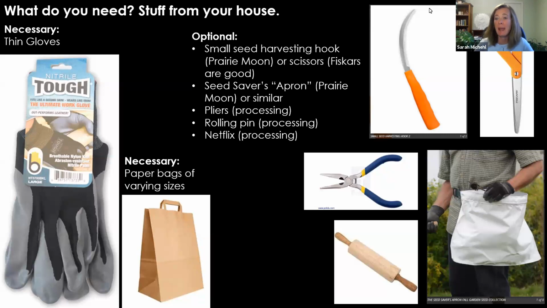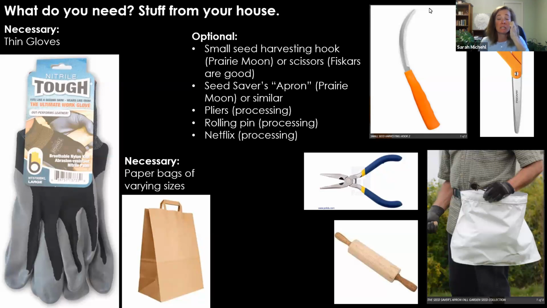Optional things that you can use, those are on the right side of the screen. You could use that orange-handled seed harvesting hook. That just allows you to grab a bunch of stems, and it's got a serrated edge, and just kind of cut through all the stems and get a bunch of seed heads at once. You can also just use some heavy-duty scissors for that.